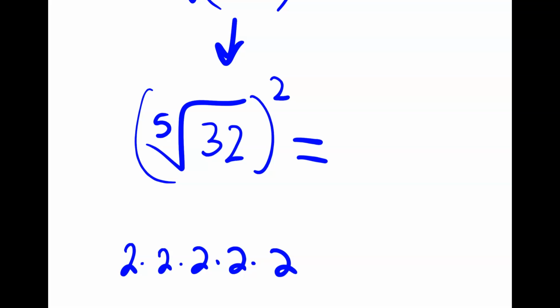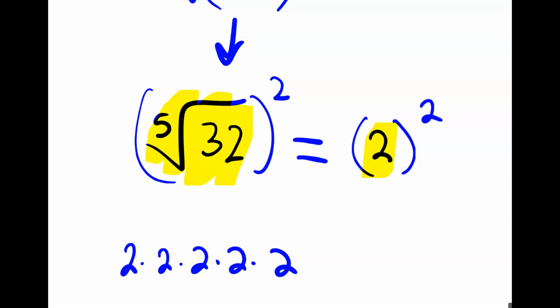Right, and I showed you guys how to do this. You could do prime factorization as well. Prime factorization shows you 5 2's, so this is going to be 2. All I did was, instead of saying 5th root of 32, I put in 2. And what is 2 squared? 4. Okay, that's our answer.